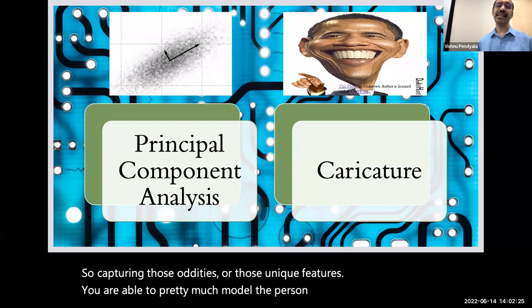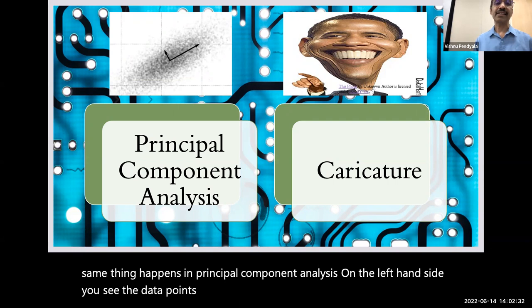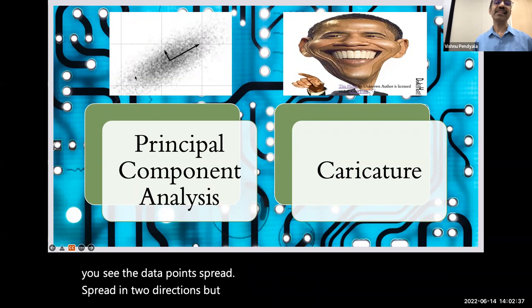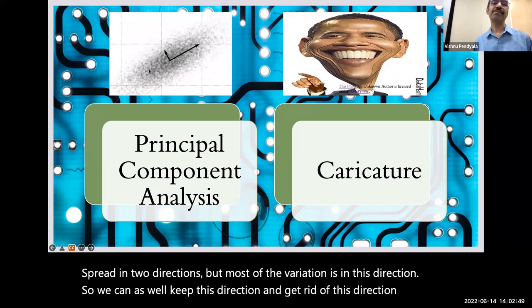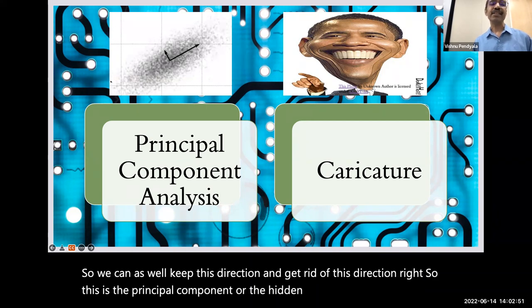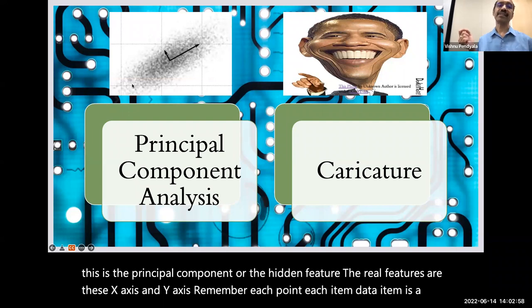In a caricature. The same thing happens in principal component analysis. On the left-hand side, you see the data points spread in two directions, but most of the variation is in this direction. So we can as well keep this direction and get rid of this direction, right? So this is the principal component or the hidden feature. The real features are these x-axis and y-axis. Remember, each point, each item, data item, is a point in space.